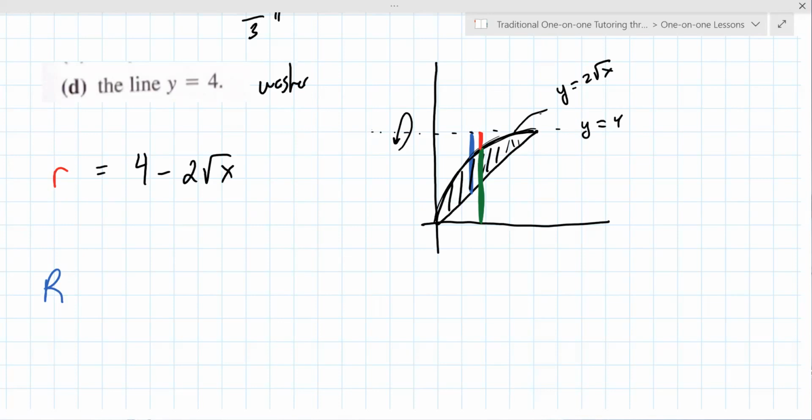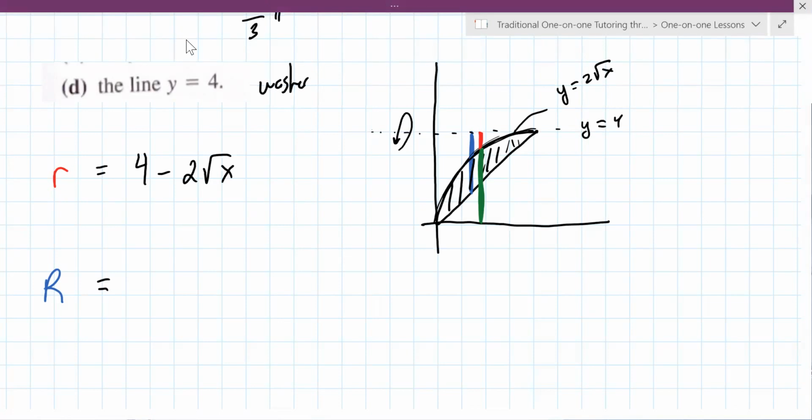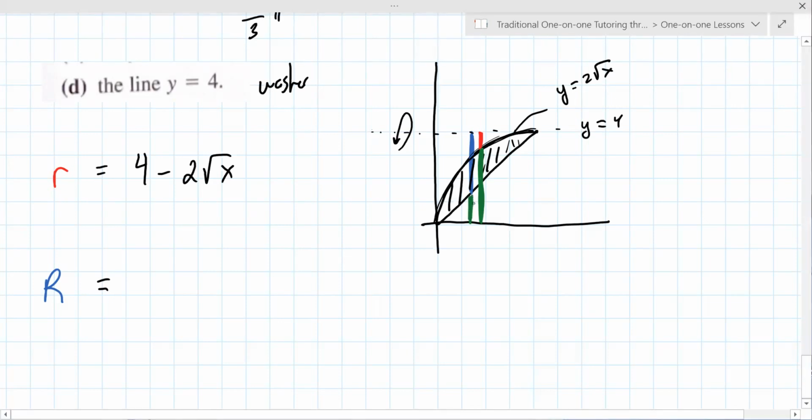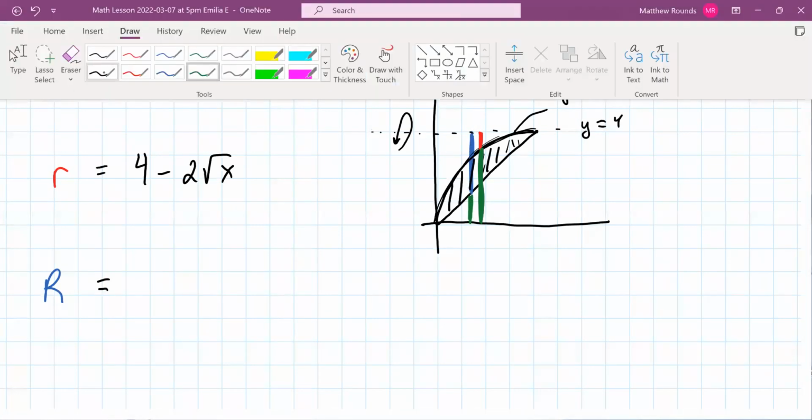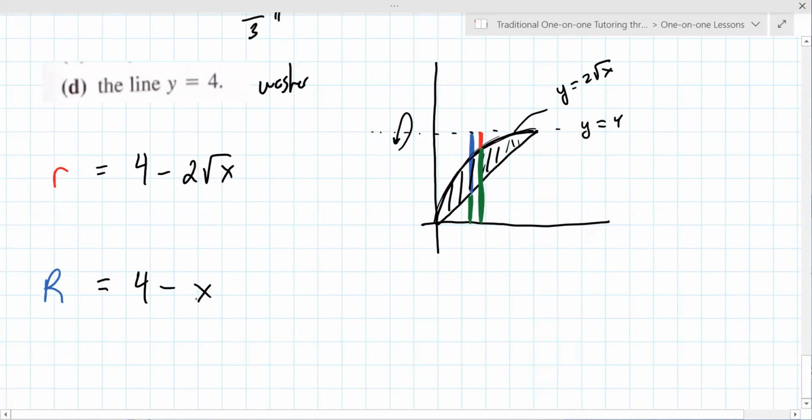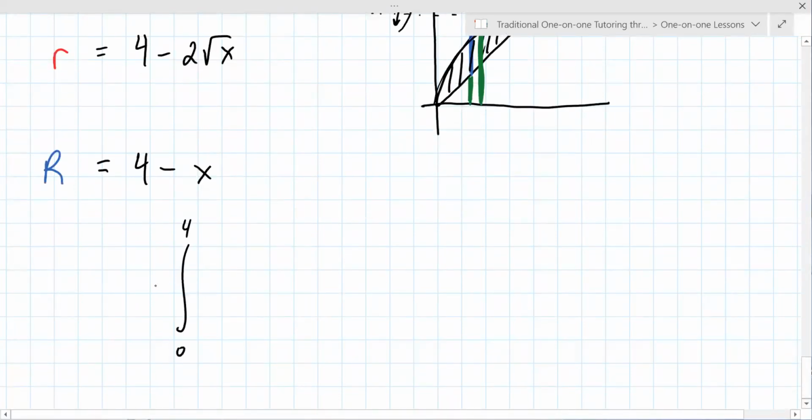The bounds are 0. Yeah, we still need big R though. So big R is that y equals x. But again, that gives you, I'm running out of colors, but you can see it gives you this green. And we want the blue. So the blue is 4 minus x. Okay. So it's the same bounds as before. Yes, 0 to 4. So then it's 4 minus x squared minus 4 minus 2 root x squared, with the pi. Yeah.